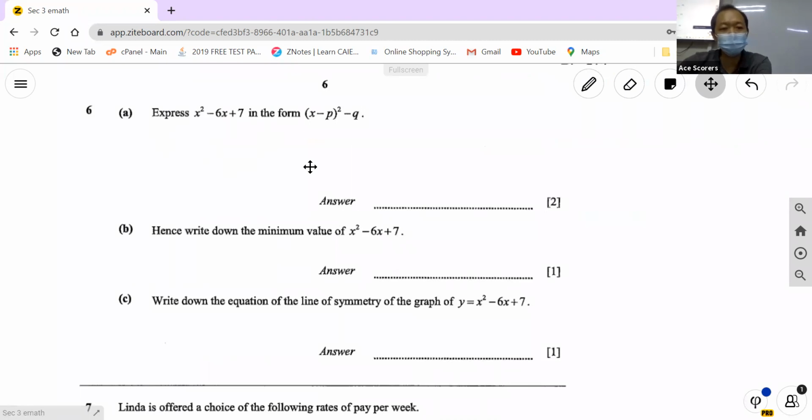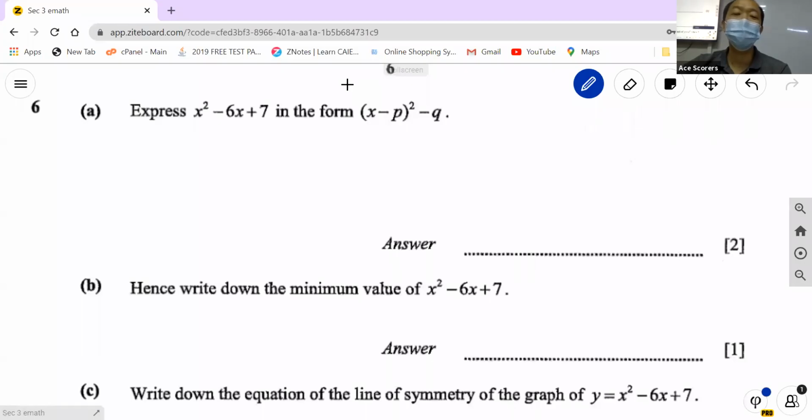Next is standard form. Not standard form, sorry. Completing the square. Let's try completing the square. See, media, I'm doing media engineering. Okay, I won't call myself YouTuber anymore. I'm a media engineer.